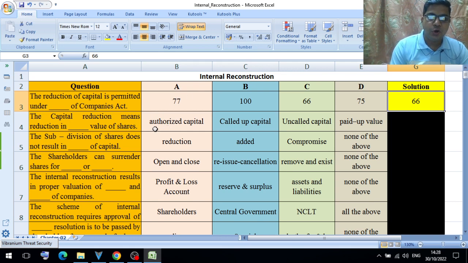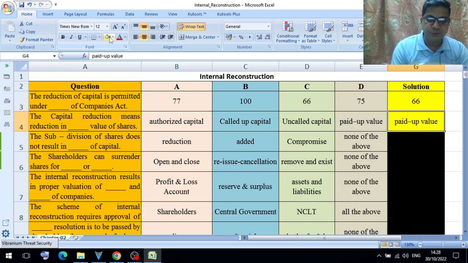Next question. Capital reduction means reduction in dash value of shares. Option A, authorized capital. Option B, called up capital. Option C, uncalled capital. Option D, paid up value. Here the appropriate answer is paid up value. So we have to consider that reduction means reducing the paid up value of shares.